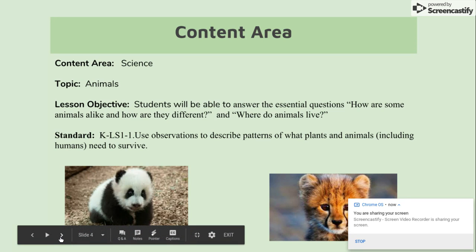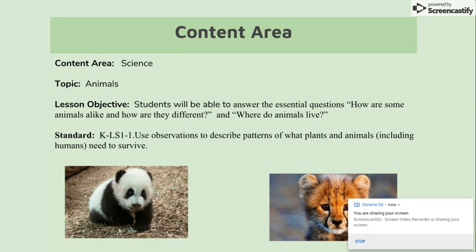The topic was animals. It was the beginning of a science unit. The objective was to have students be able to answer the essential questions. How are some animals alike and how are they different? And where do animals live? This was the beginning of several weeks of study in which students will learn to observe and describe patterns of animals, their habitats, and what they need to survive.